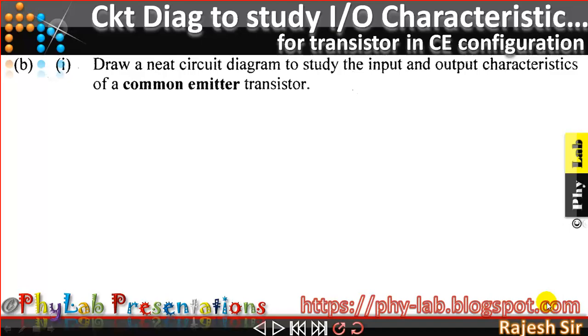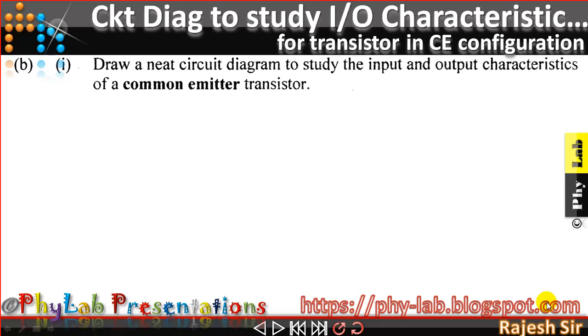Friends, in this video we are going to learn how to draw the circuit diagram to study the input-output characteristic for a transistor in the common emitter configuration. Friends, this is one of the questions that is often asked in your ISC board examination, from the chapters of semiconductor devices.